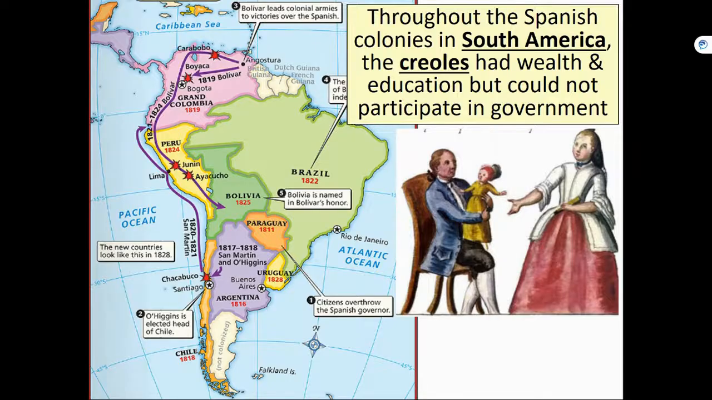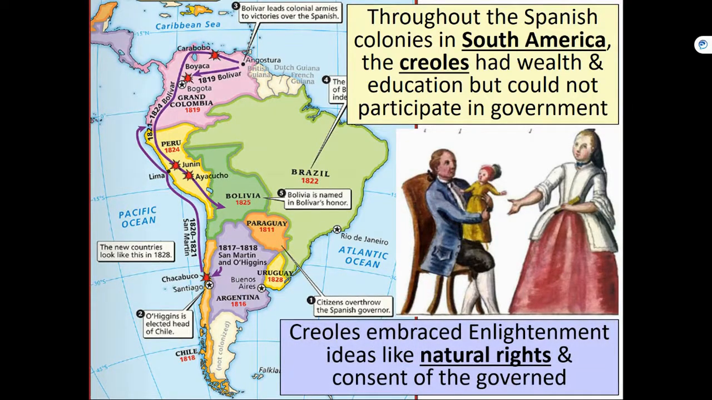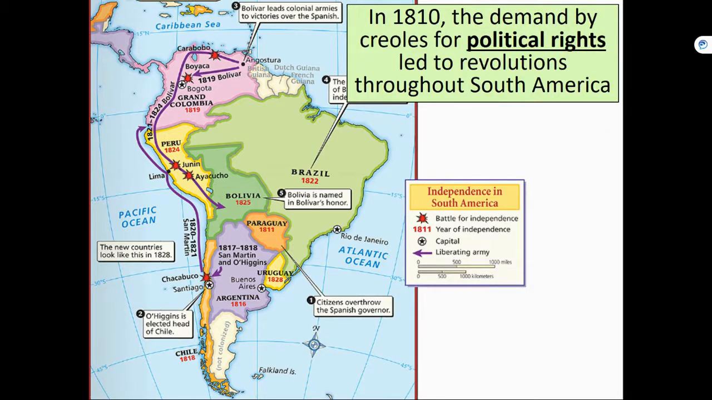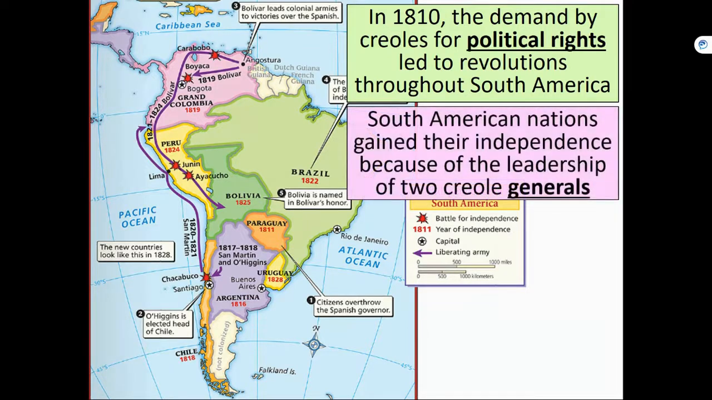Throughout the Spanish colonies in South America, the Creoles had wealth and education but could not participate in government. Creoles embraced Enlightenment ideas like natural rights and consent of the governed. In 1810, the demand by Creoles for political rights led to revolutions throughout South America. South American nations gained their independence because of the leadership of two Creole generals.